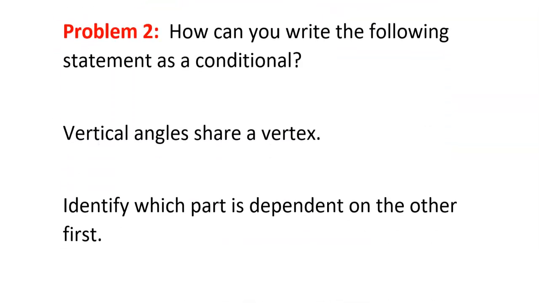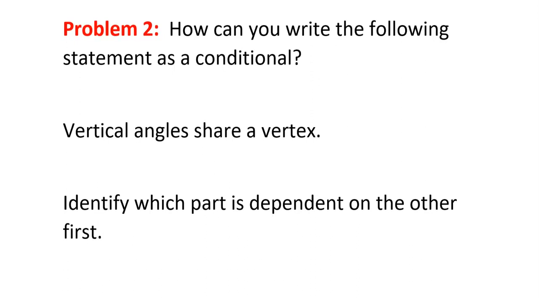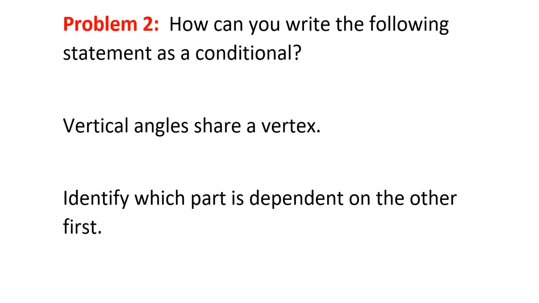How can you write the following statement as a conditional? So this is the part where they want us to write an if-then statement. It's not given to you that way. So we have to actually rewrite it how we think we can. So identify which part is dependent on the other first. So vertical angles share a vertex.